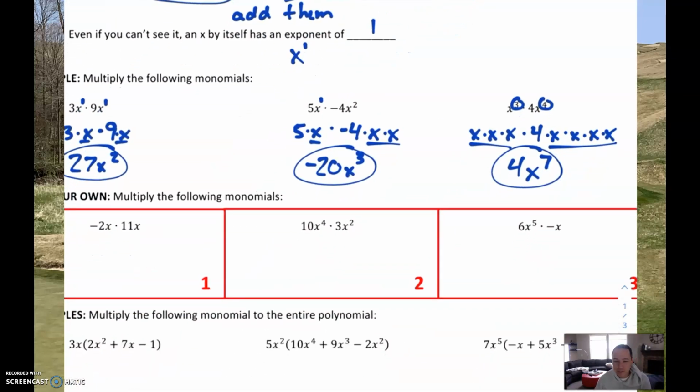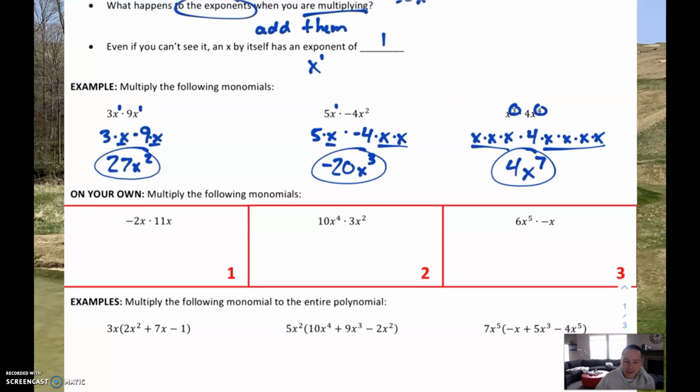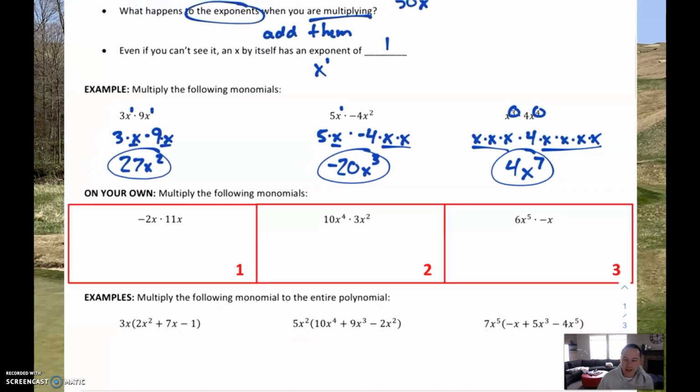So you're going to go ahead and pause the video next, and then go ahead and try the next 3 on your own. When you're comfortable with those 3, unpause the video, come on back, and we are going to multiply monomials to a polynomial.